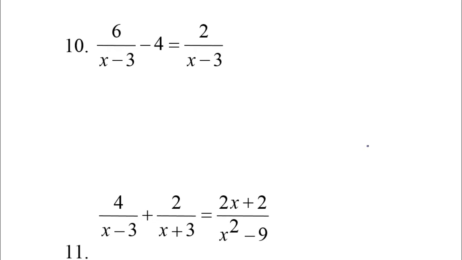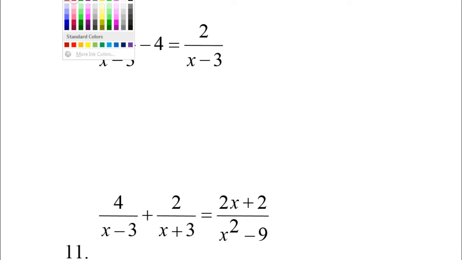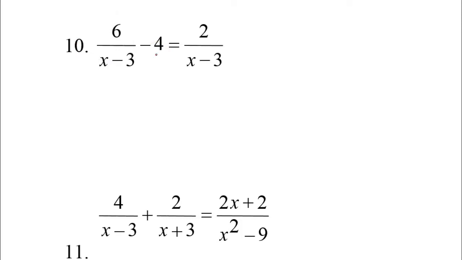Alright, number 10. The main thing to watch out for mistake-wise is to make sure that the 4 also gets a denominator of x minus 3. So I'm going to have to put x minus 3 next to the 4 and below the 4. Make sure when you distribute later that you distribute a negative 4, by the way. Excluded value: x cannot equal positive 3, setting any of these equal to 0.